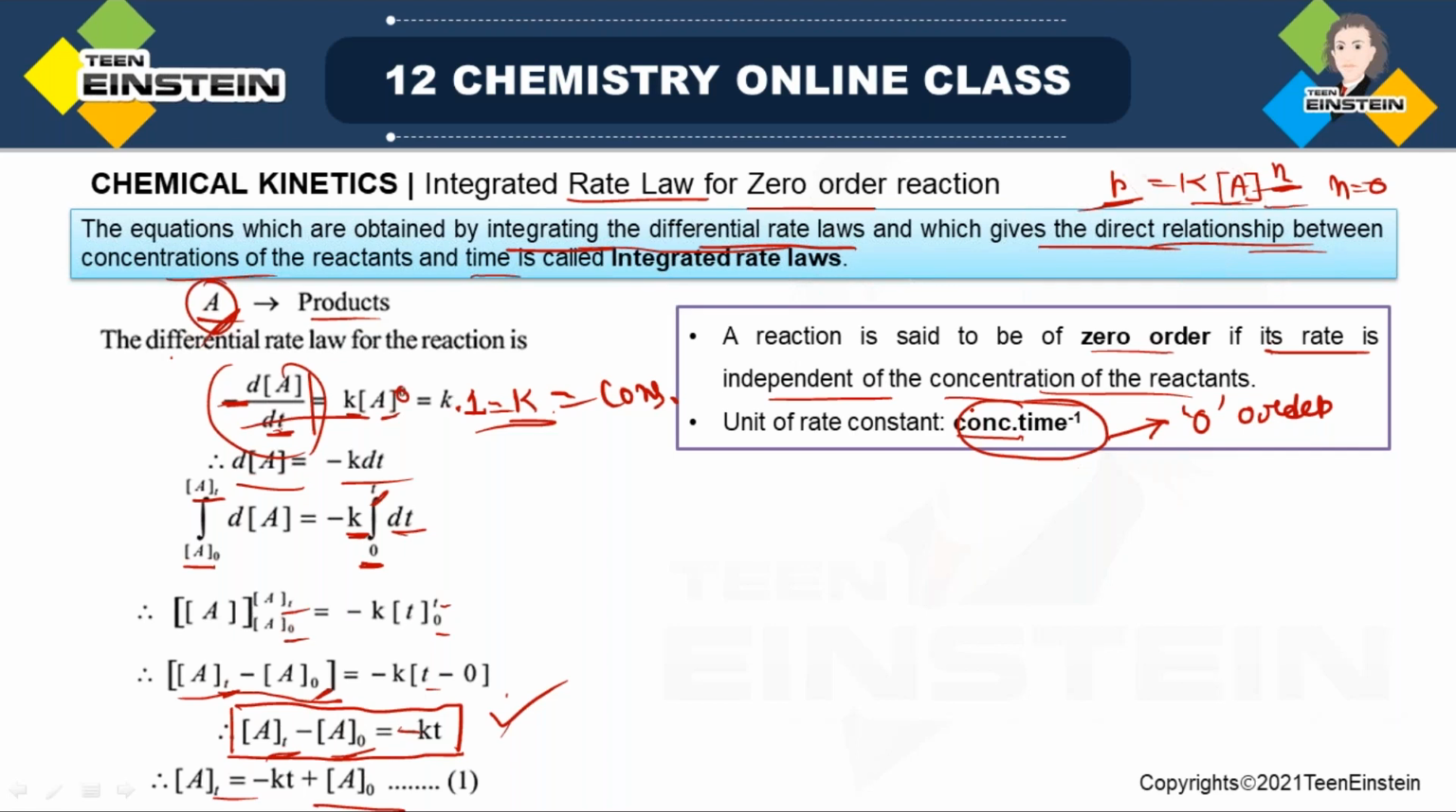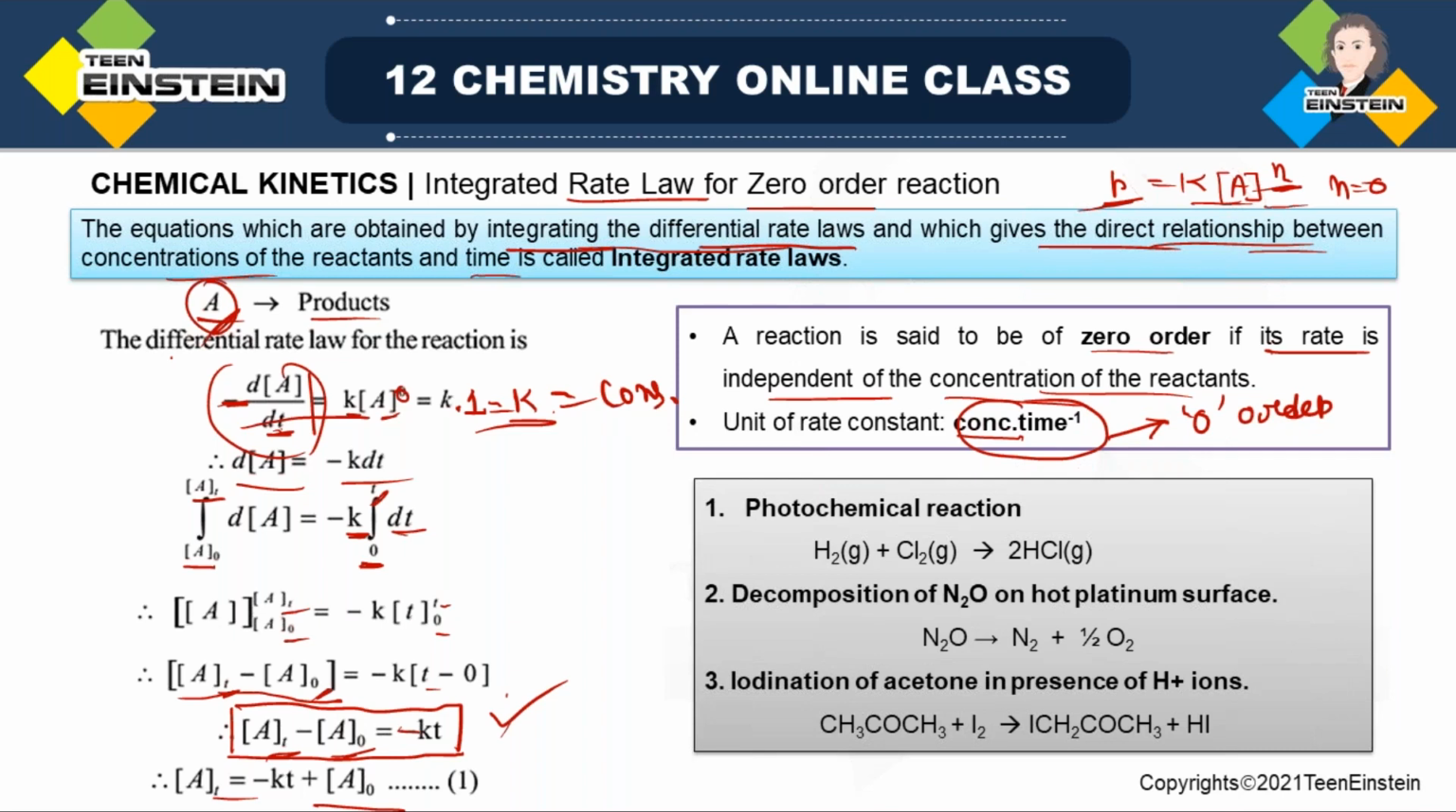But if it is a single step, that is not possible, right? So maybe in a multi-step reaction, suppose there are 3 steps and only one of the steps is zero order, but the overall order is not zero. It is zero with respect to a particular step among 3 to 4 steps. So that is why a zero order reaction is always multi-step.